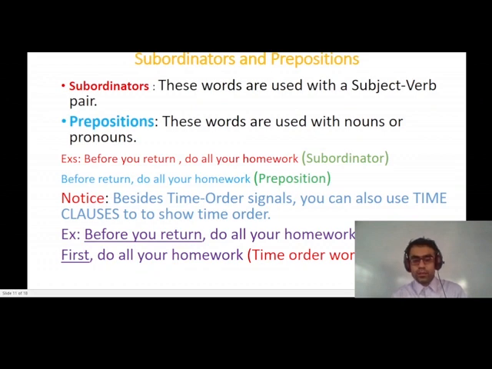Subordinators and prepositions. Subordinators, these are the words which are used with a subject-verb pair.